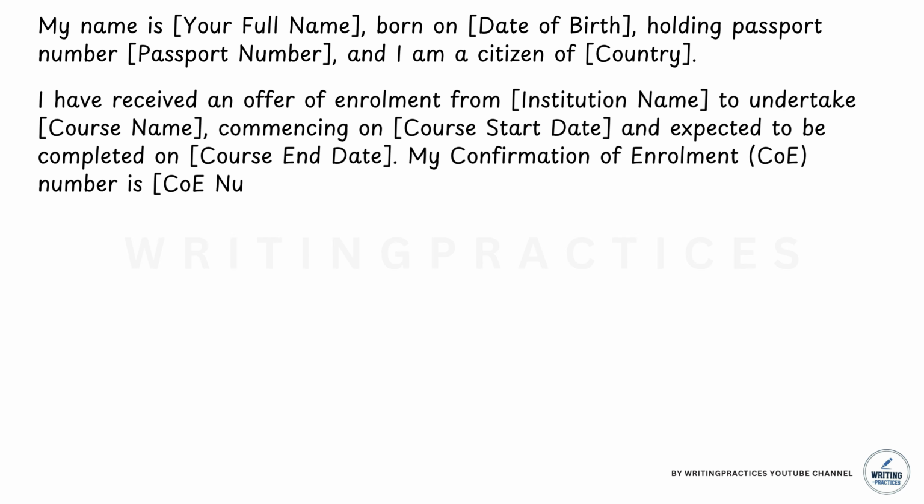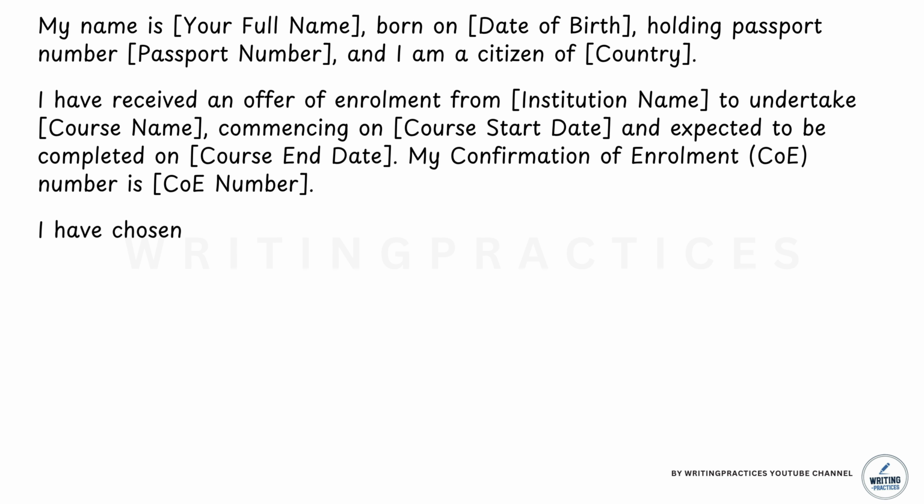My confirmation of enrollment, COE number, is COE1234568. This section proves that you have secured admission to an Australian educational institution. It also confirms that your visa application is supported by an official enrollment record. Ensure these details match your confirmation of enrollment exactly.